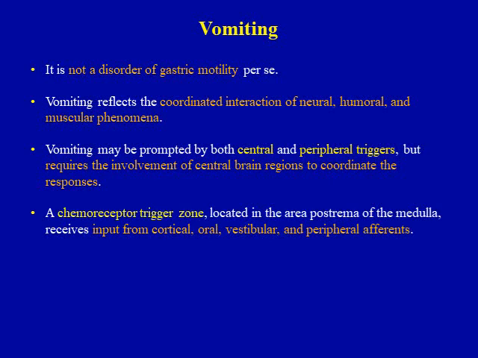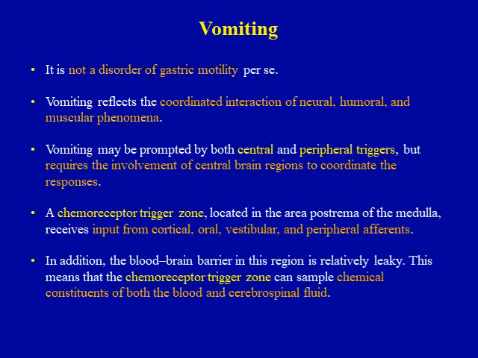A chemoreceptor trigger zone present in the area postrema of the medulla oblongata receives input from cortical, oral, vestibular, and peripheral afferents. In addition, the blood-brain barrier in this region is relatively leaky, so it can sample chemicals in the blood. This means that the chemoreceptor trigger zone can sample chemical constituents of both blood and the CSF, or cerebrospinal fluid.